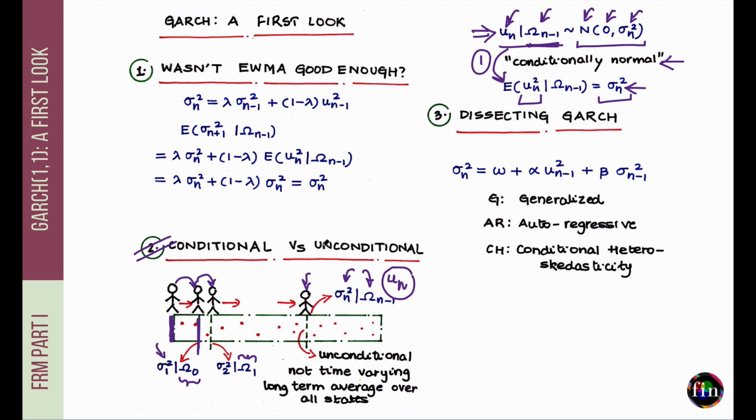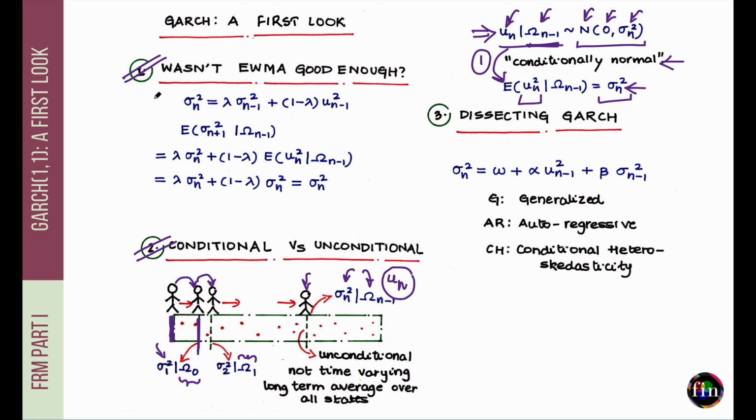Now let's come to another question, and that is, if we are looking at a model which we are referring to as a GARCH model, our first question is, wasn't the other model, which we've already taken a look at in a different video, the EWMA model, the exponentially weighted moving average model, wasn't that model good enough? Okay. Now, the EWMA model has two problems with it.